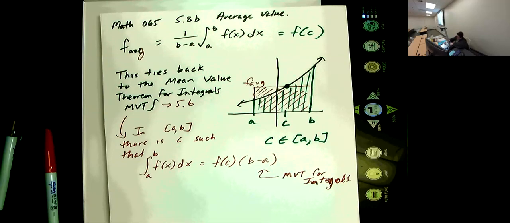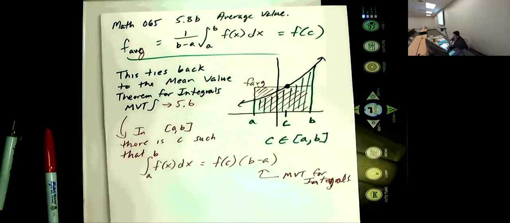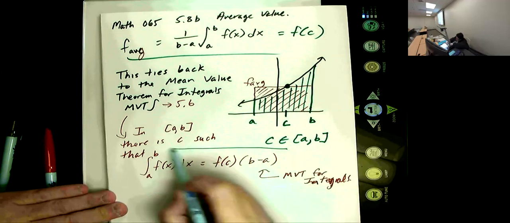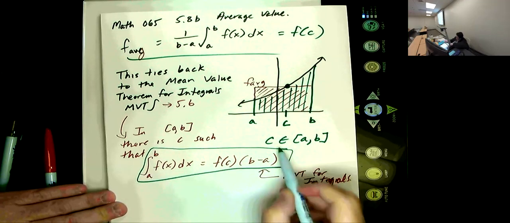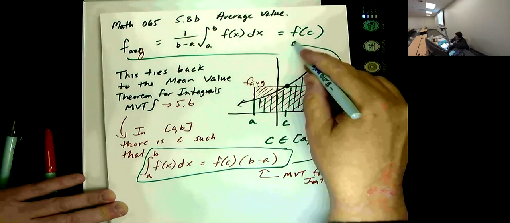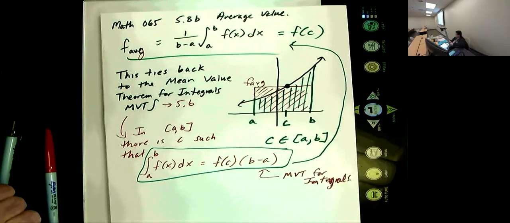And this is where we find the average. You see how close those are? Compare that to what we did with the f average. It's literally the same thing. All we've done is multiplied through by b minus a. So this is like a 2 birds, 1 stone kind of thing.